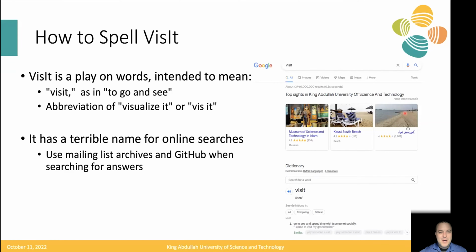So next, how do we spell VisIt? This is an interesting slide. VisIt was initially intended to mean visit as in go to or see, so to go to your data and see it, and as an abbreviation for visualize it, or VisIt. But this is a terrible name if you're trying to use it to do online searches or find any information when you have issues. As you can see on the left, if you Google VisIt from KAUST, you're going to get a number of different places you can go and visit, nothing about VisIt itself. So if you're having issues, make sure to use the mailing list archives and GitHub when you're searching for answers.